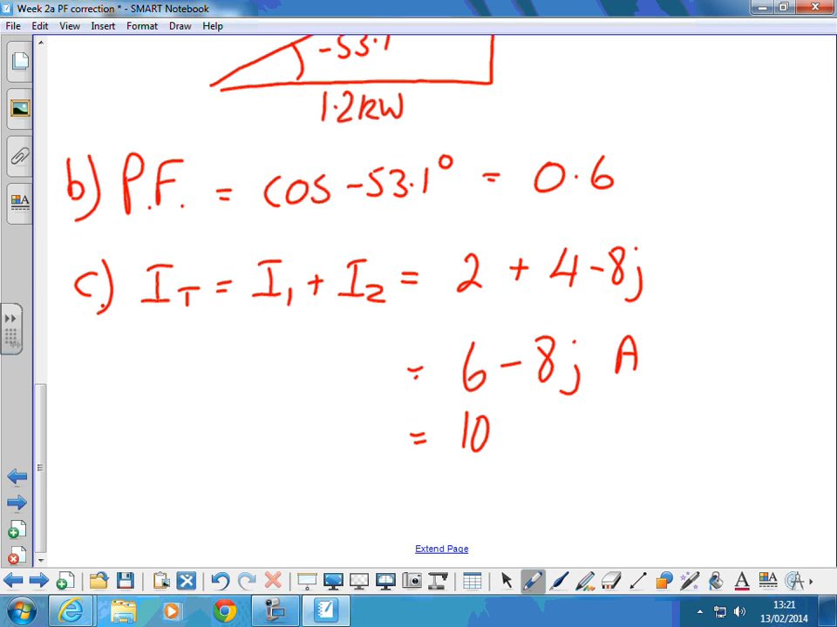Sorry? 10. Angle should be, shouldn't it? Minus 53.1 degrees. Because as we said last week, you can get the angle from any of the phasor relationships. It's going to be the same. If you had all the currents and find the angle, you'll get the angle for the power factor, same as you will if you look at the power, the reactive power, and the apparent power. Okay?